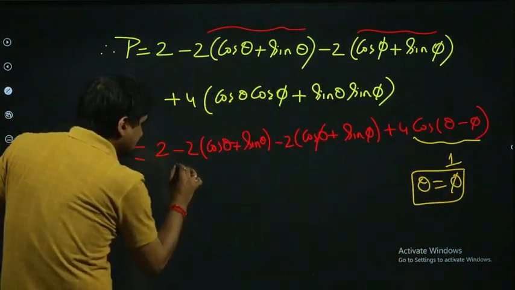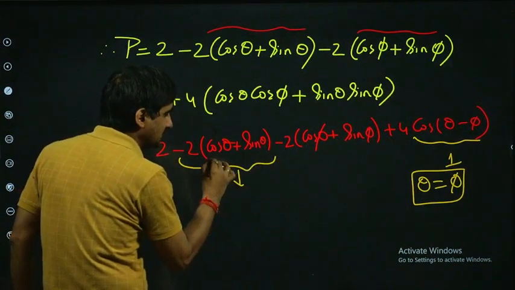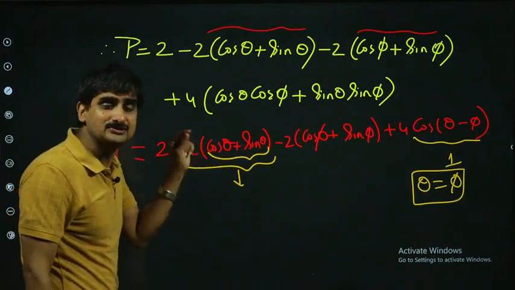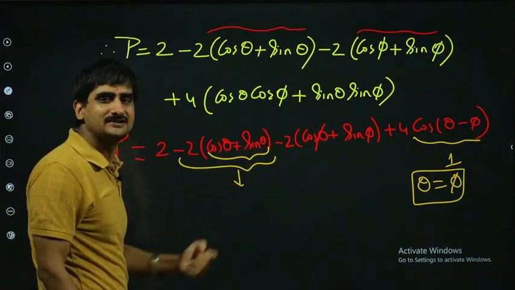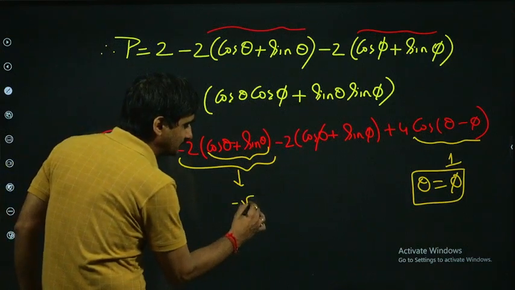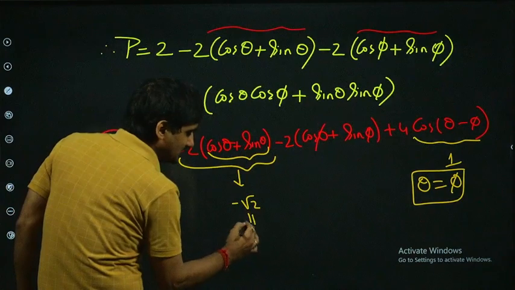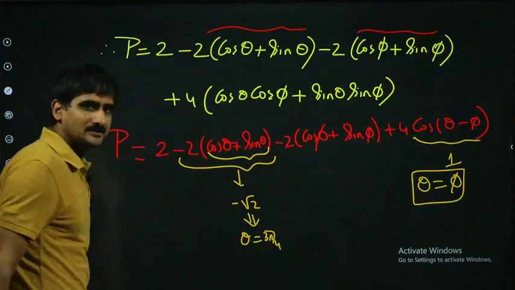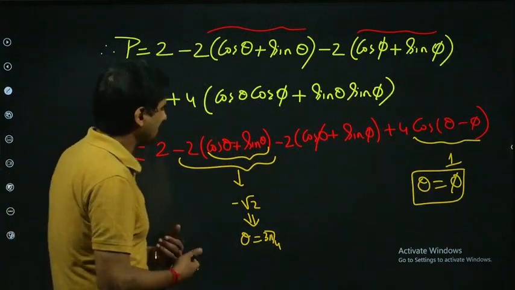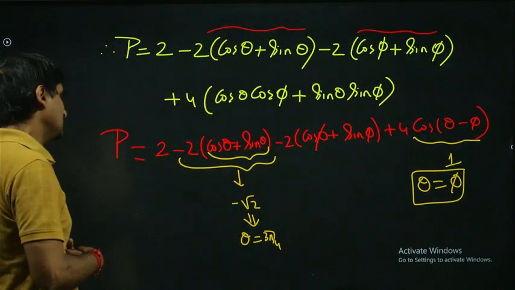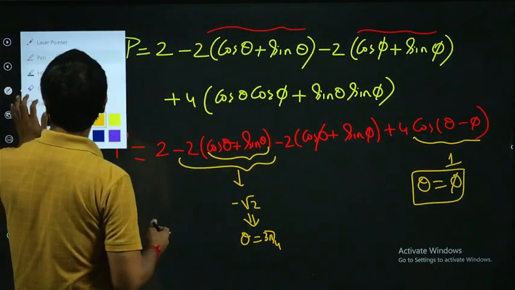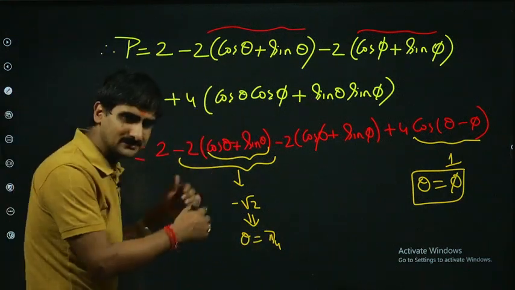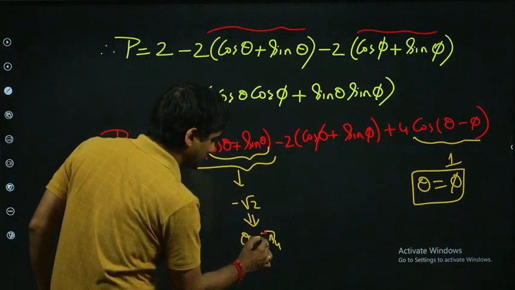To get the maximum, the range of this is minus root 2 to plus root 2. So to get its maximum value, I should take its value to be minus root 2. And it is minus root 2 when theta is, not 3 pi by 4, it should be in the third quadrant where both are negative, minus 1 by root 2, minus 1 by root 2, so it's 5 pi by 4.